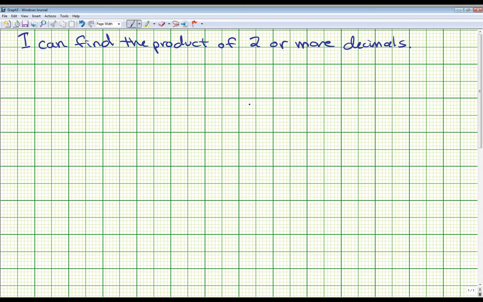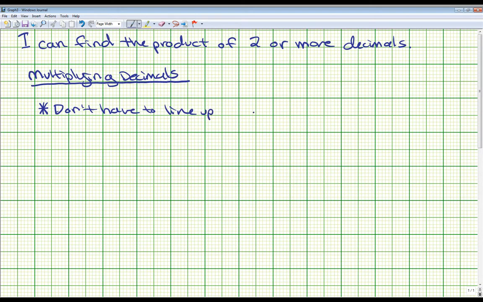Now we're multiplying decimals. So the key ideas here at the very top of page 86 for multiplying decimals. Put that heading there. Now, when we add and subtract decimals, you actually have to keep the decimals lined up perfectly. When we multiply decimals, we don't have to do that. So you do not have to keep the decimal lined up in order. So that's the first thing we're going to put down. We don't have to line up the decimals.